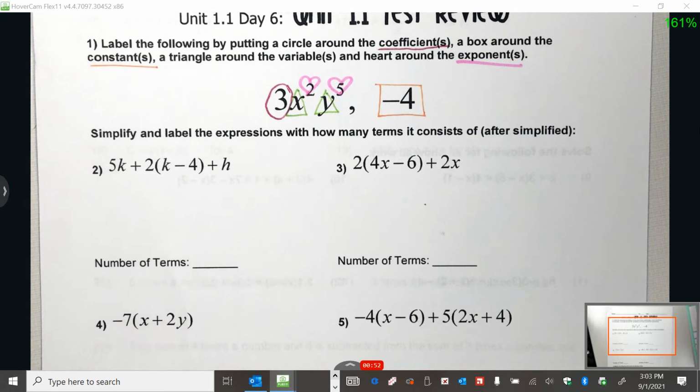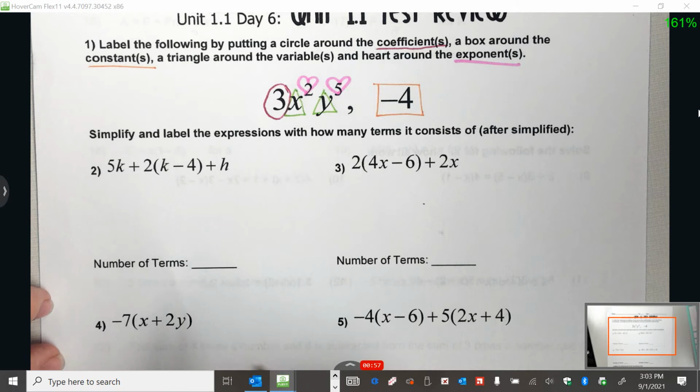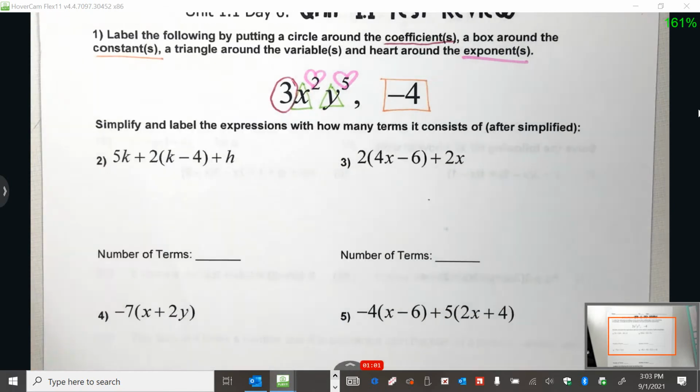Okay, now number 2 says simplify, so this is 2 through 5, simplify and label the expressions with how many terms it consists of. Sorry, I don't know why I read that weird.